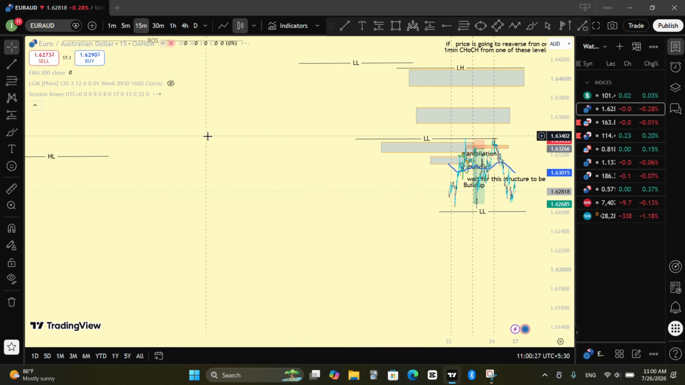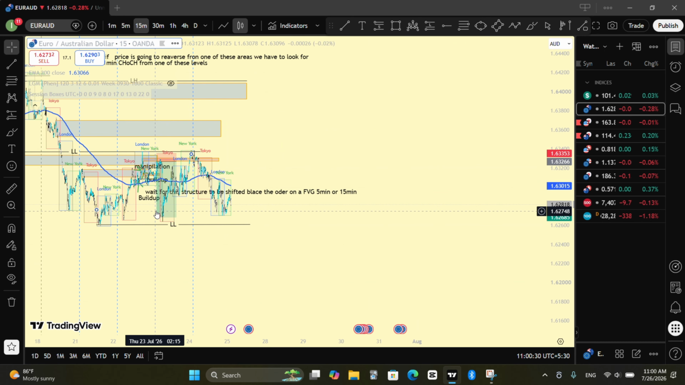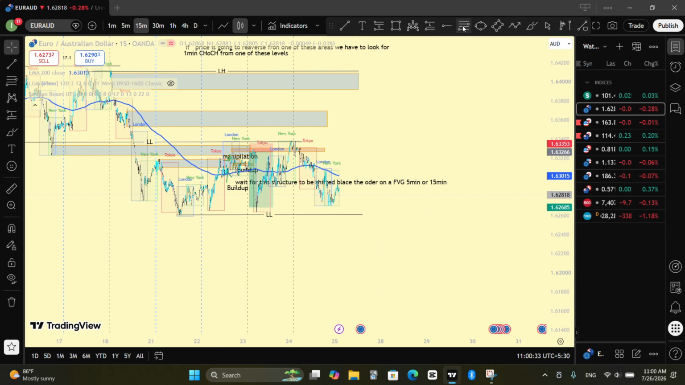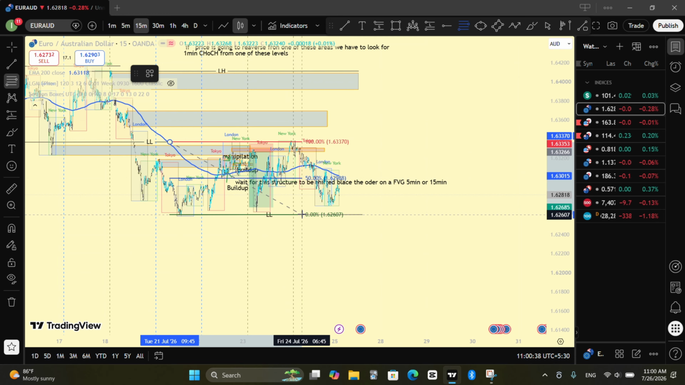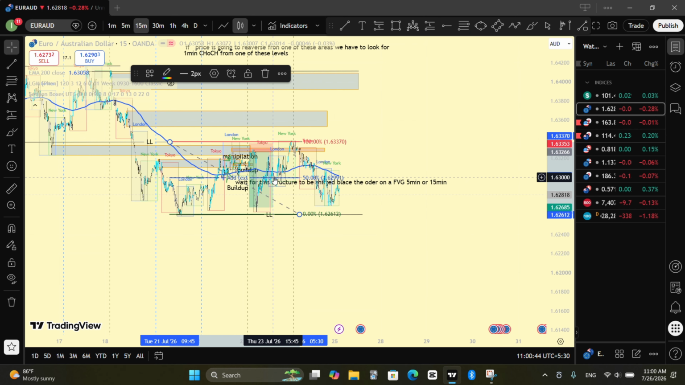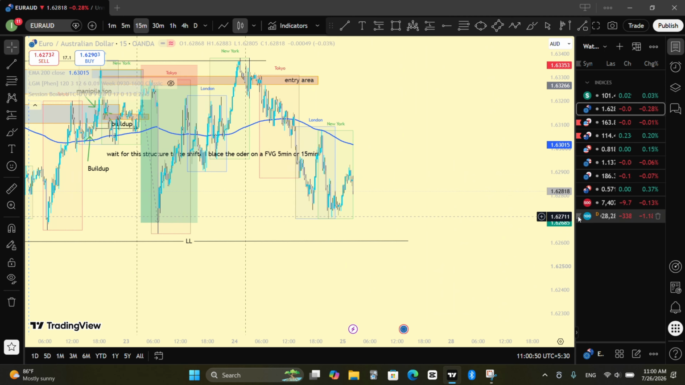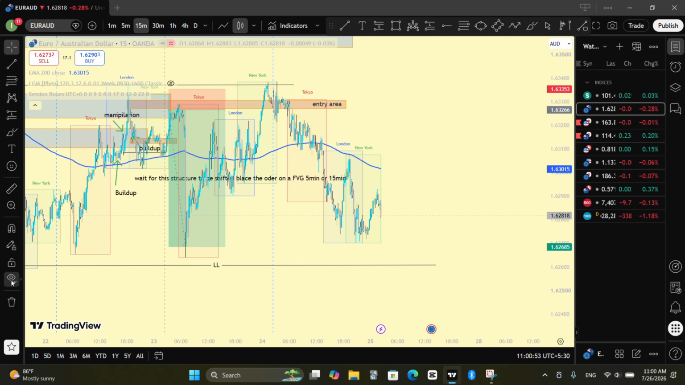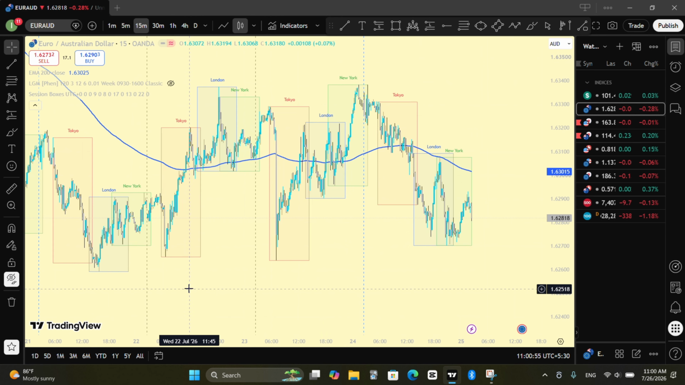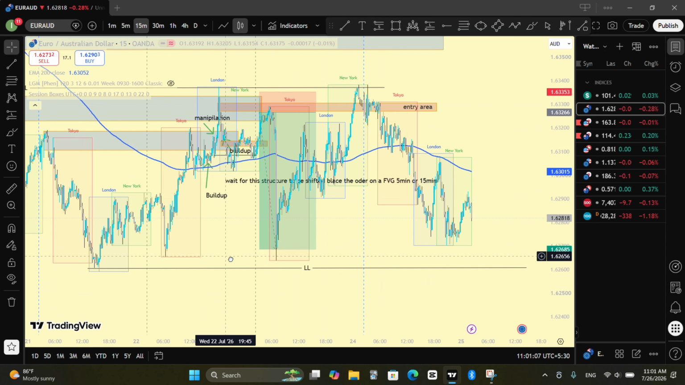I analyzed it on the 15-minute chart, and I saw the price was in a premium range. So I was looking to sell, following the trend, and there were a few key areas that I was looking at. This area was one key area, and also this one.